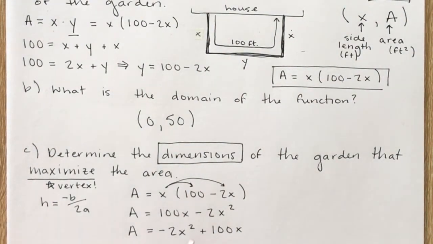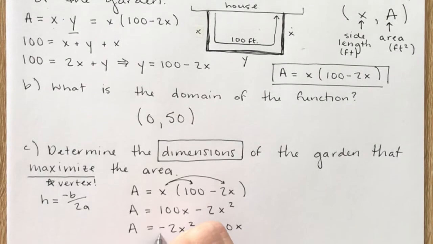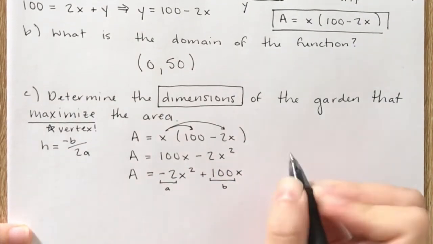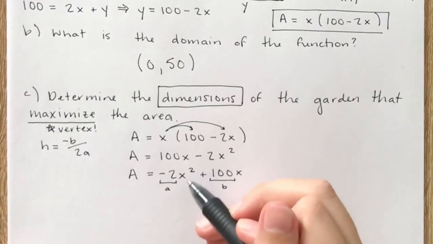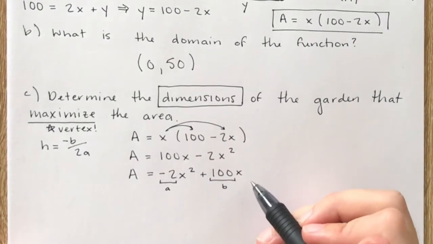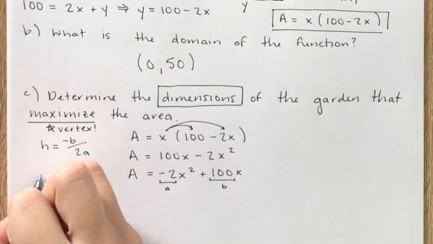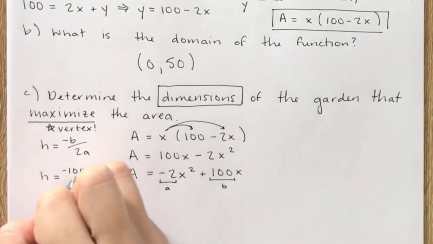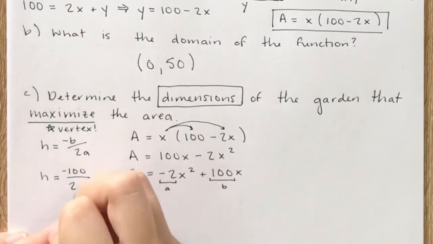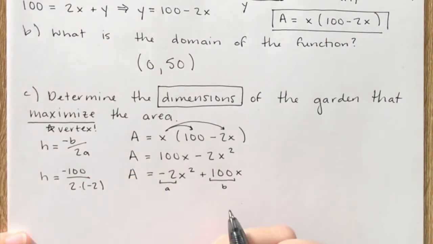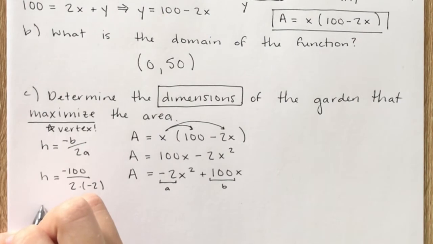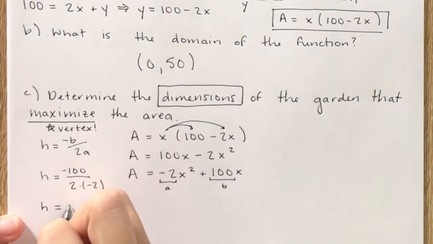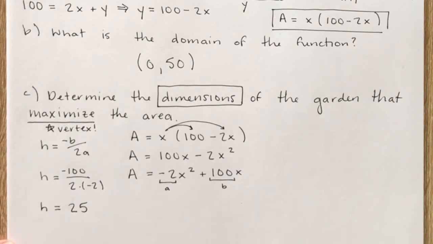So here we see that this is a, this is b, right? Because those are the terms attached to the x squared and the x, respectively. So then that means that h is negative 100 over 2 times negative 2, which means that we get an h value of negative 100 divided by negative 4, which is 25.